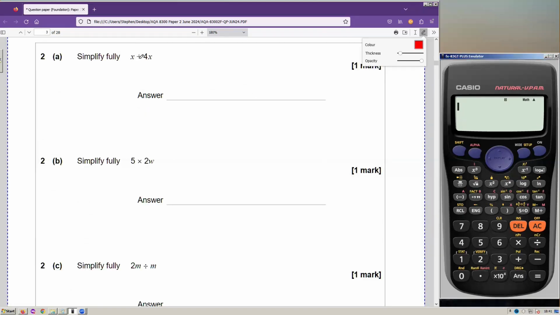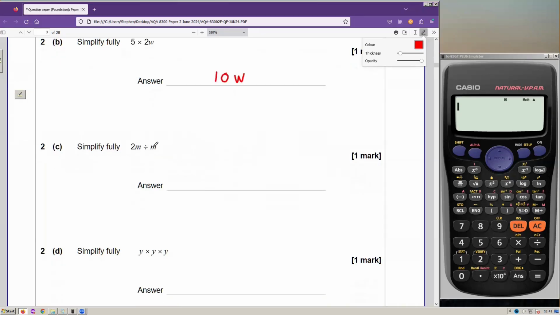Simplify fully, x plus 4x. Well, x is just something, and it'll have the same value there. So we've got 4 of them there, 1 of them there, we've got 5 x's. This time we've got simplify fully, it says we've got 5 times 2w. Well, 2w is the thing, we've got 5 of them, there's 2 of them there, so 5 2's, 10w.